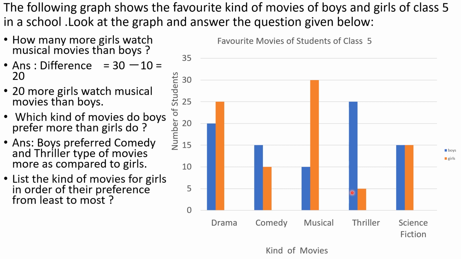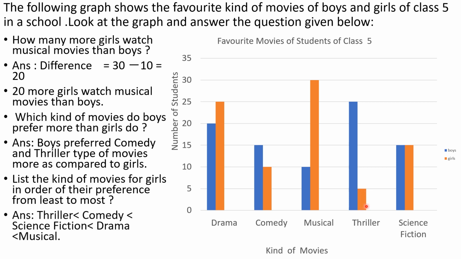Next question is, list the kind of movies for girls in order of their preference from least to most. It means where the number of girls is least and then to most. It means it is an ascending order. So the least count starts from thriller. See here the orange bar only. It is thriller. It means thriller, and then comedy, then science fiction, then drama, and lastly most of them like musical movies.